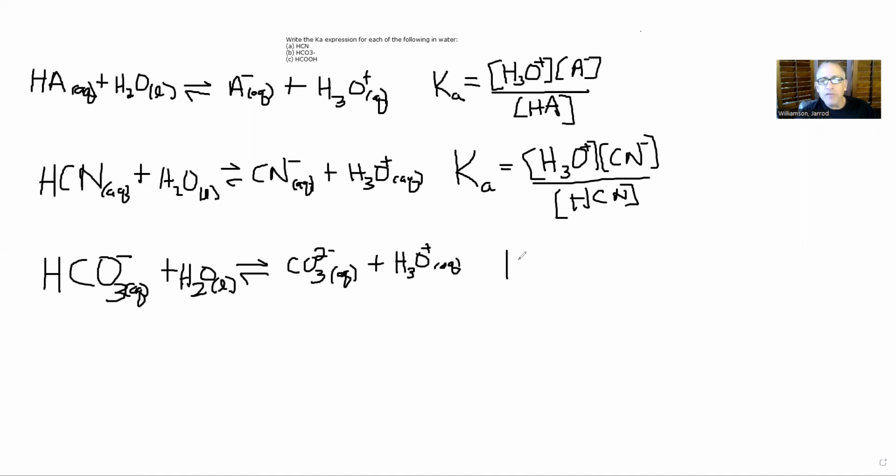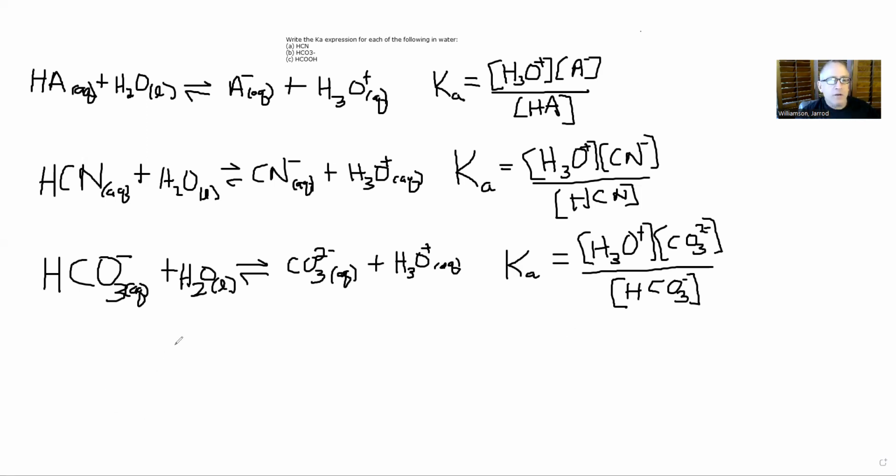And the Ka for this is going to be H3O plus. You've got to have the charges correct. If you don't have the charges correct, you're wrong, right? CO3 2 minus over HCO3 with a minus charge.